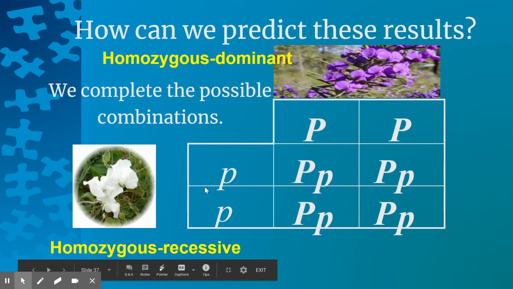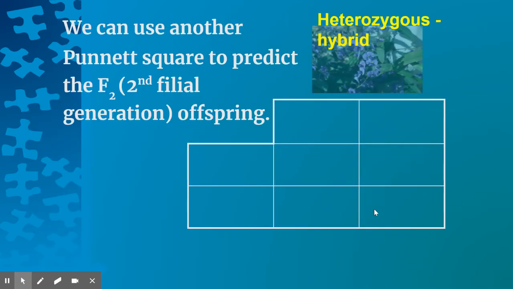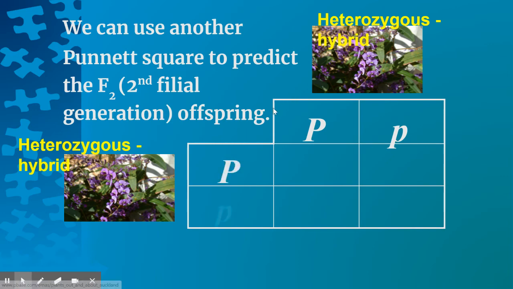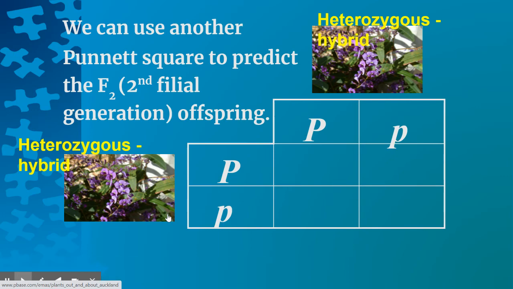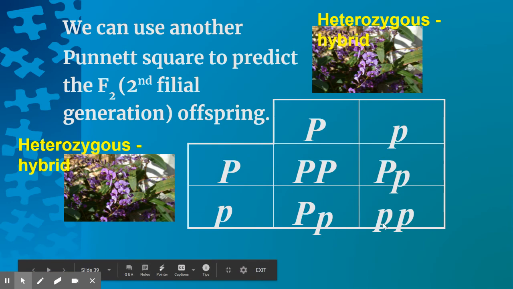He remained curious, though, and he wanted to take this a step further and think about what would happen in the second generation. We call that F2. It stands for second filial generation. So what would happen if he crossed a heterozygous purple plant, heterozygous big P, little p, with another heterozygous purple plant? So same thing. Big P comes down, big P comes across, little p comes down, big P, little p, little p, little p.